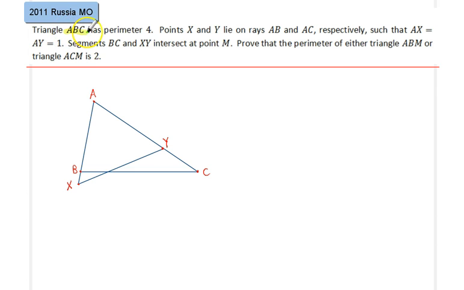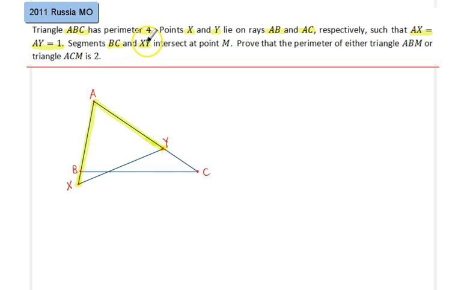Triangle ABC has perimeter 4. Points X and Y lie on rays AB and AC, as you can see here, such that AX is equal to AY, which is equal to 1. Those distances are equal, so this distance AX is equal to this segment here. So you have an isosceles triangle there.